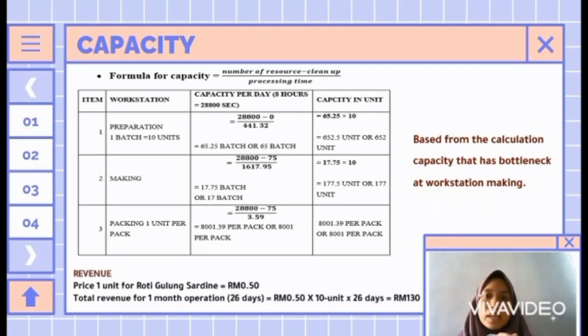We have also calculated the revenue for this roti gulung sardin. Our group has decided the price of 1 unit roti gulung sardin is 50 cent. So the total revenue for 1 month operation, that is 26 days, is 50 cent multiplied by 10 units multiplied by 26 days, that is 130 ringgit for the total revenue for 1 month operation that can be obtained.